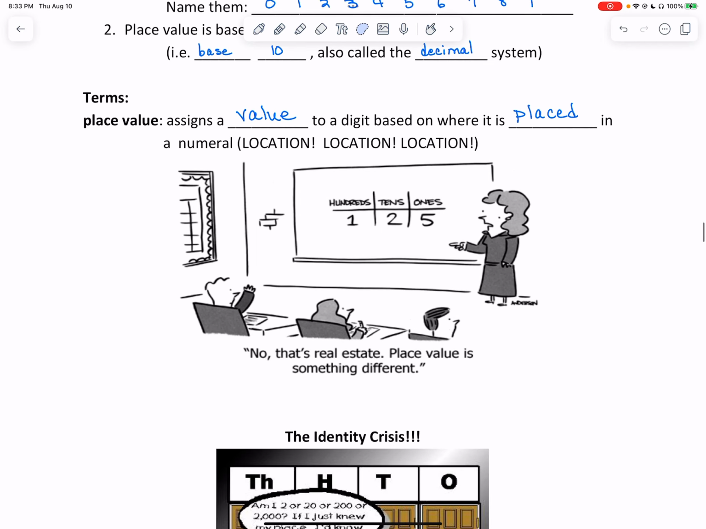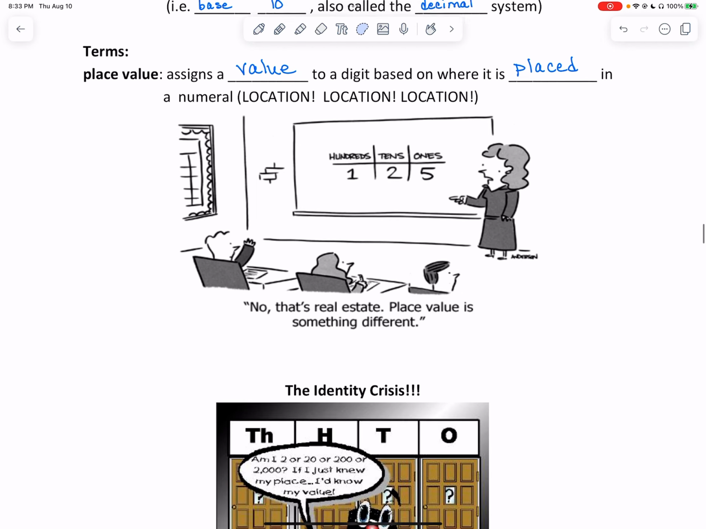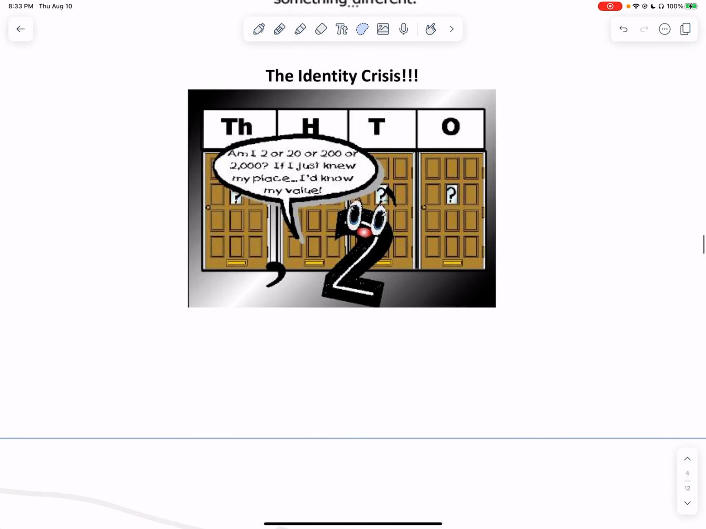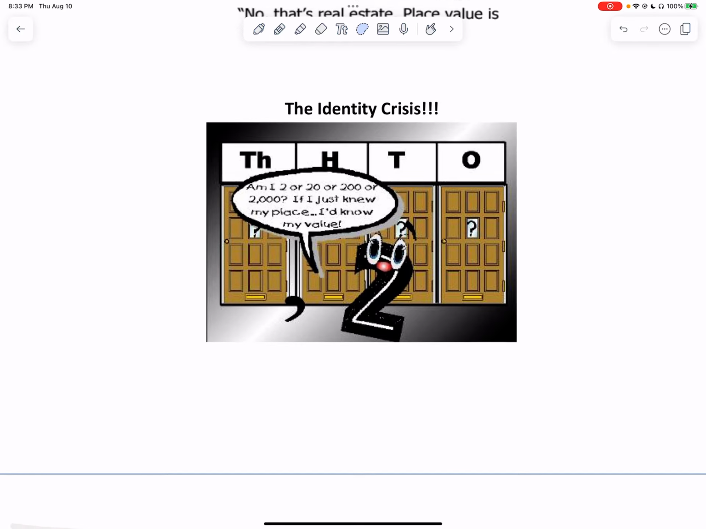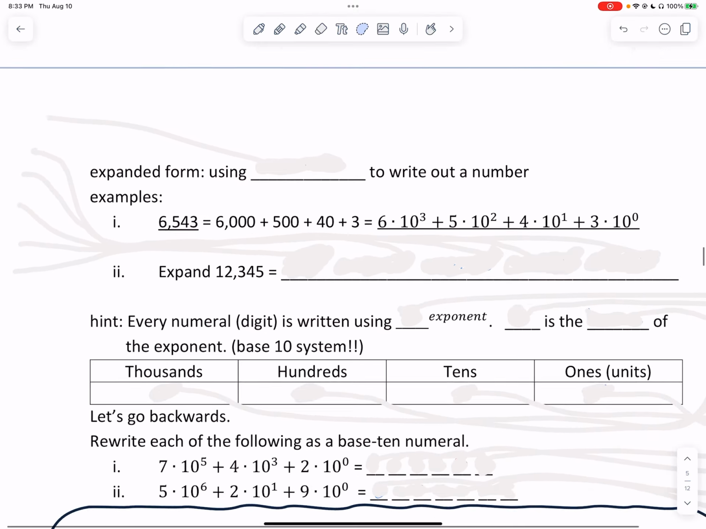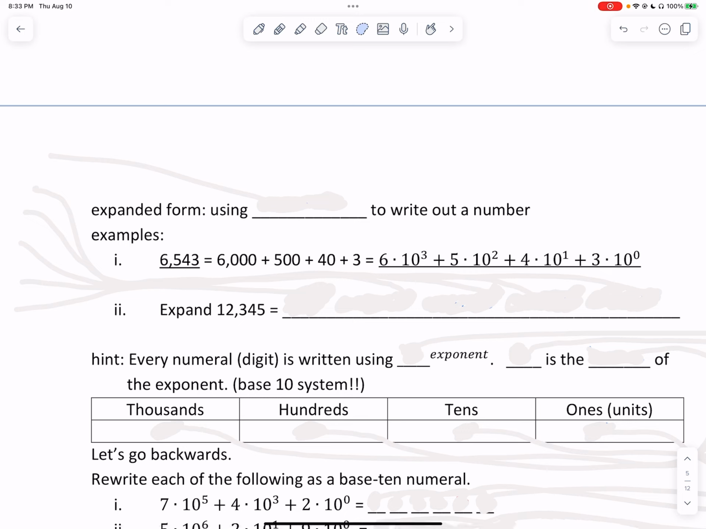That's real estate. Place value is something totally different. And here's another one I like. Am I a 2, a 20, a 200, 2,000? If I only knew my place. Identity crisis.